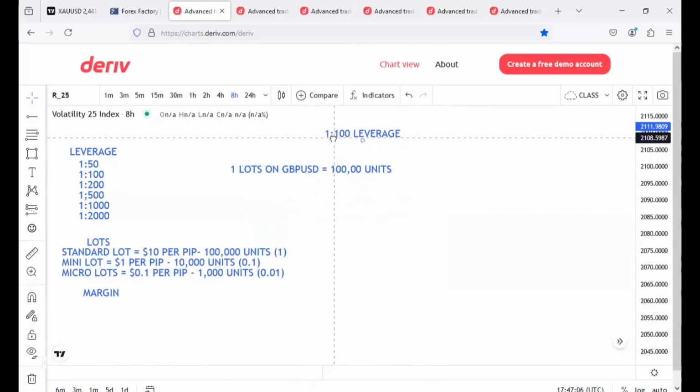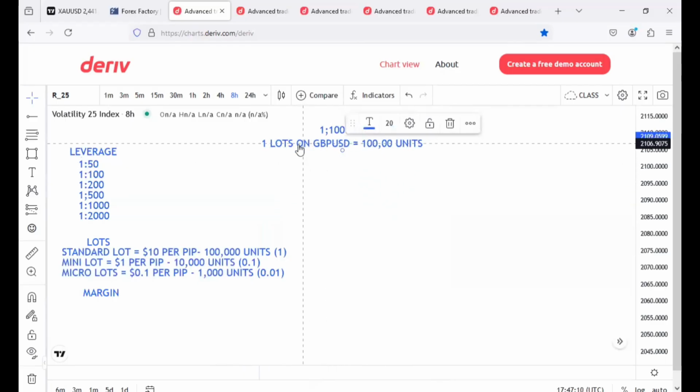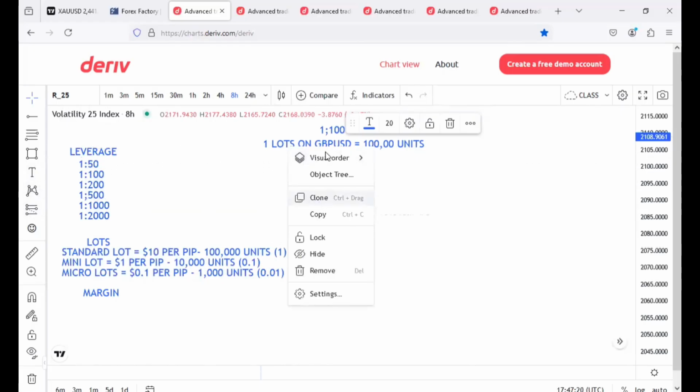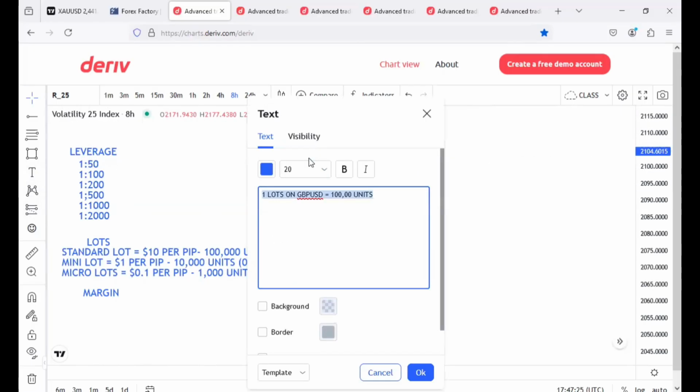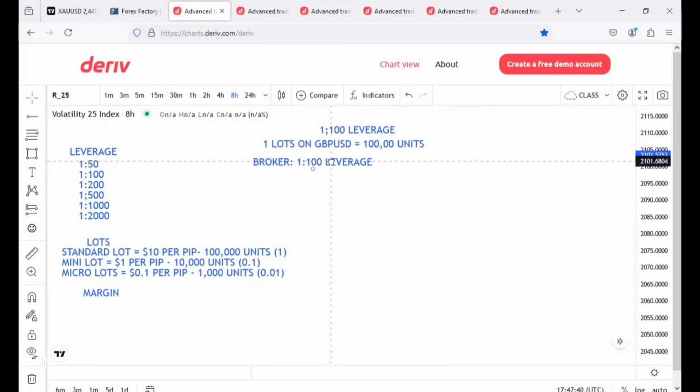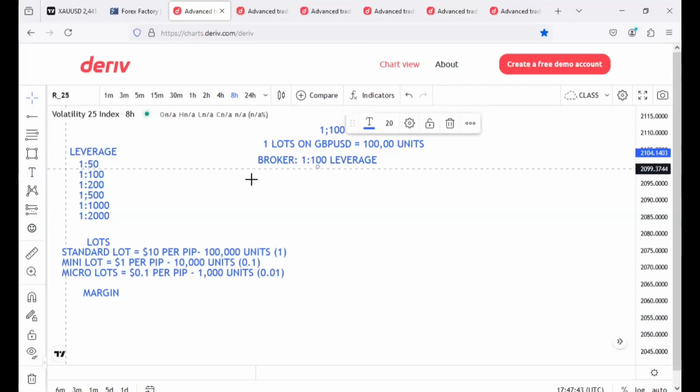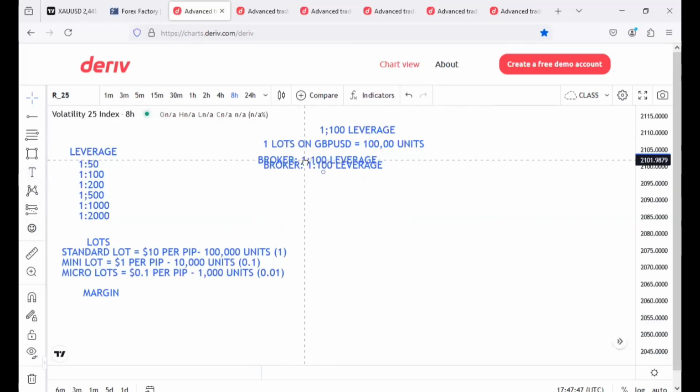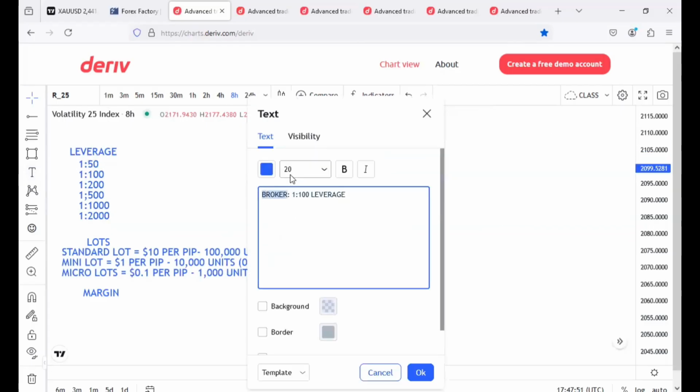So let's say you want to enter a trade of 1 lot on GBP USD. If your broker provides you a leverage, let me copy this, let's say your broker gives you the leverage of 1 to 100. The broker gives you something like this. What this means is that your margin now, so I'm trying to give you a practical example, your margin is now $1,000 capital.